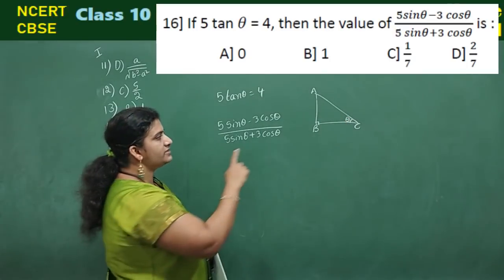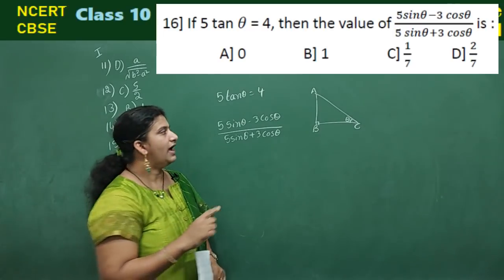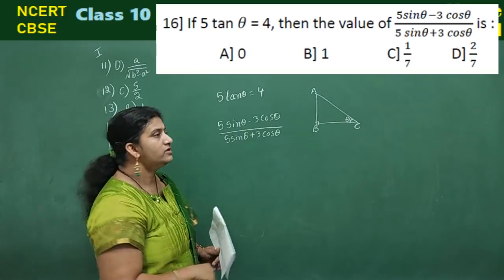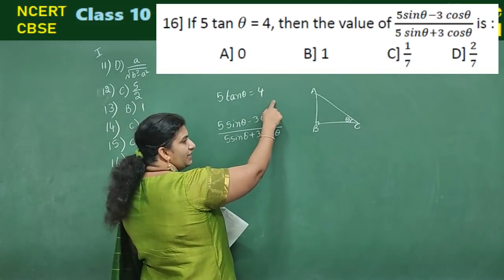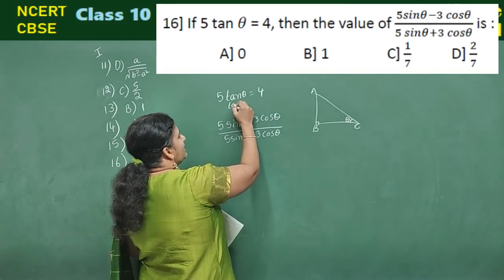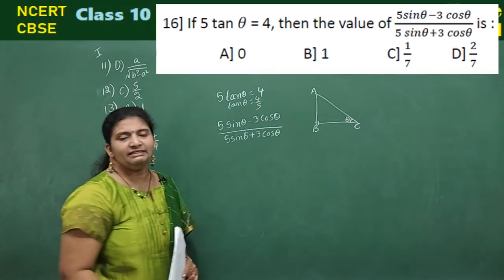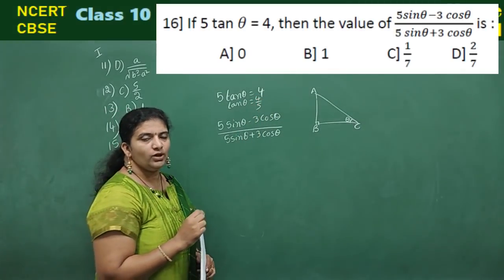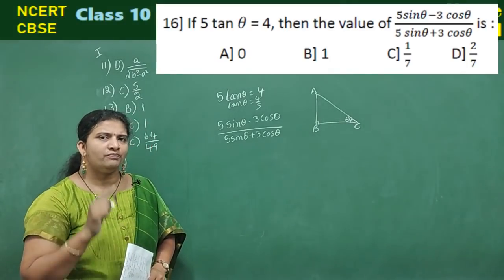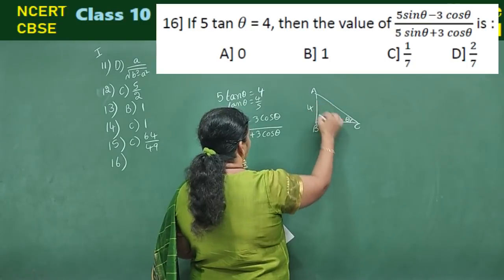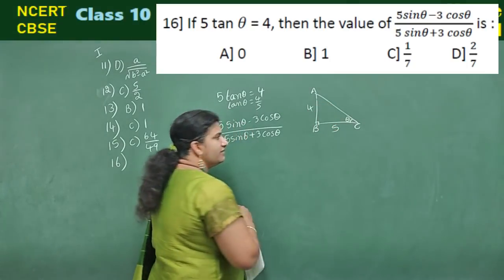In order to solve this, I have taken a right triangle, right angled at B, and theta is acute there. So here 5 tan theta is equal to 4. Send this 5 to the other side, it will be divided. Tan theta is equal to 4 by 5. What is the tan theta ratio? Opposite by adjacent. Opposite value is 4. Adjacent value is 5.